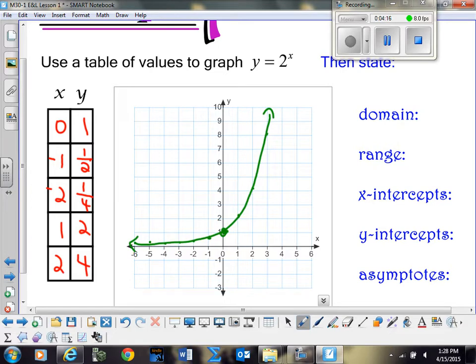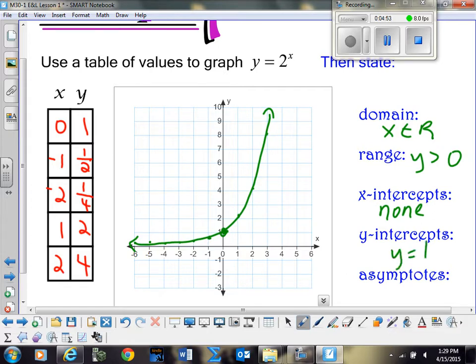Exponential growth. What is the domain here? I could have chosen any values of x that I wanted. X is real. Range is not real. Range is greater than, not equal to, 0. X-intercepts, where does it touch the x-axis? It doesn't. Now, this isn't always the case. If we have transformations happening, then we could move this graph down where it would have an x-intercept. But your basic y equals 2 to the x has no x-intercept. The y-intercept is at 1.